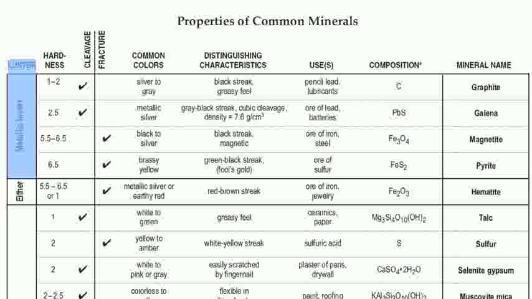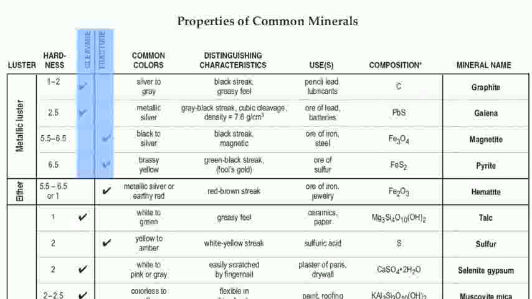So you have your metallic luster. Next over is going to be your hardness. Again, with the metallic lusters, it goes from 1 to 6.5. Remember, anything less than 5.5 is not going to scratch glass. Anything greater than 5.5 will scratch glass. Next section over is going to be the way a mineral is going to break. Cleavage is going to break along a flat surface, fracture along an uneven surface.